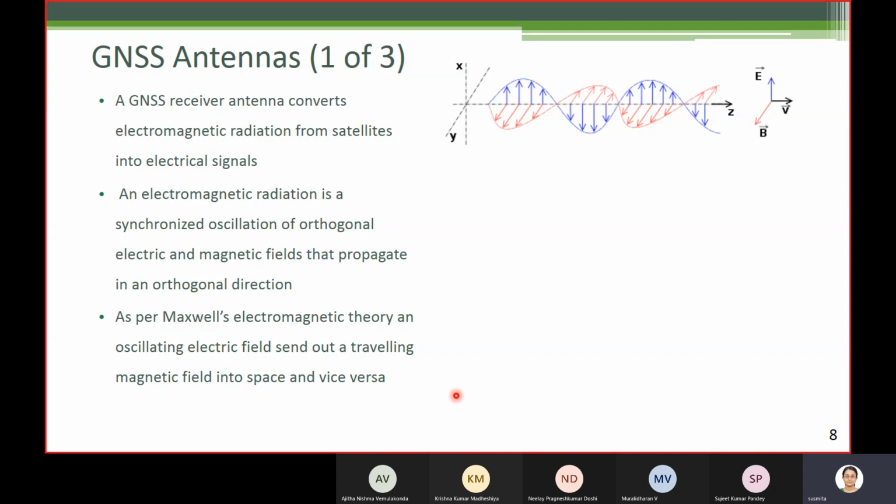Okay. So that's all about the reference oscillators. Next, we are going to talk about GNSS antennas. Since we are talking about the antenna in the context of the receiver, we will mainly concentrate on the receiver antenna.